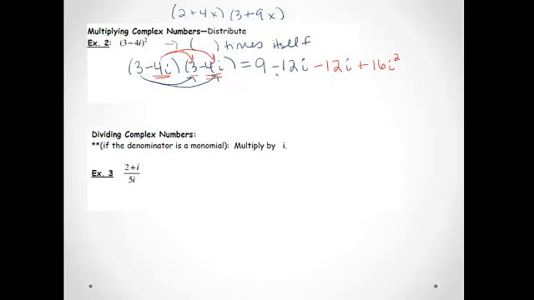Now let's combine any like terms. We've got like terms here in the middle. So it's 9 minus 24i plus 16i squared. Now remember, i squared is actually negative 1. So it's like this, 16 times negative 1. So if I multiply 16 times negative 1, that's just negative 16.